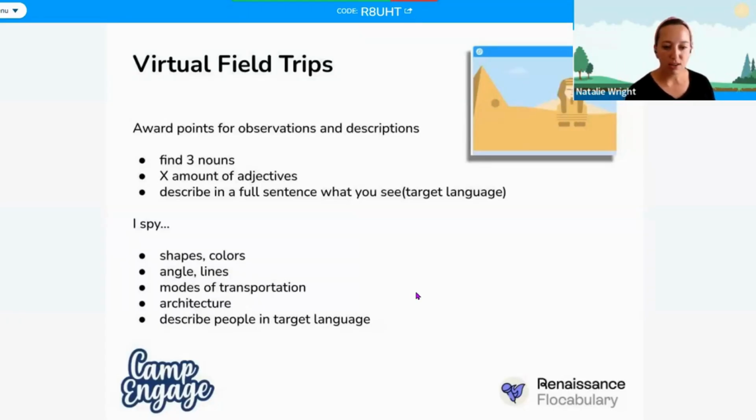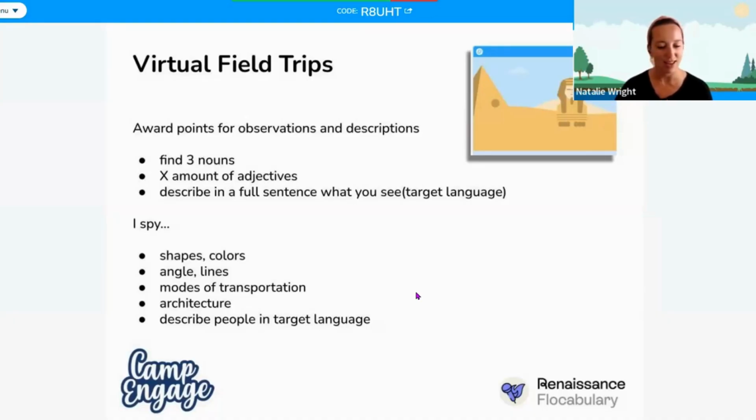Okay, I spy. You can also spy shapes and colors. Maybe you want your students to tell you shapes and colors in a target language. So it's a Spanish class. How many colors can you see? But you have to say them, you have to spell them in Spanish. Here's our math tie-in, angles or lines. That's a good one for this picture because there were parallel lines or perpendicular lines. Have your students find as many as they can in a real life picture.